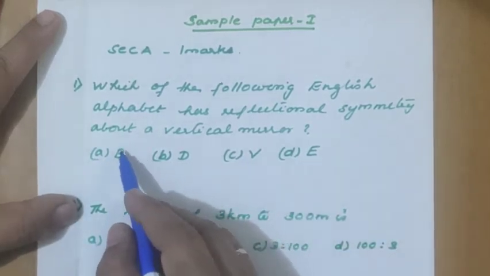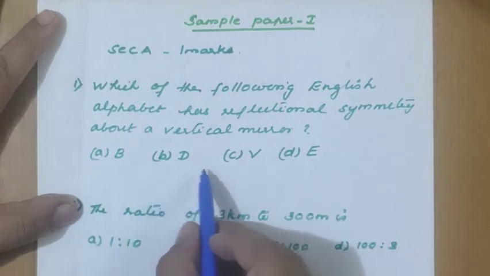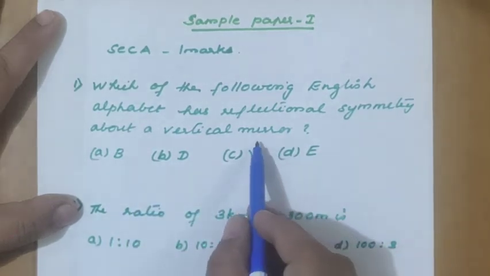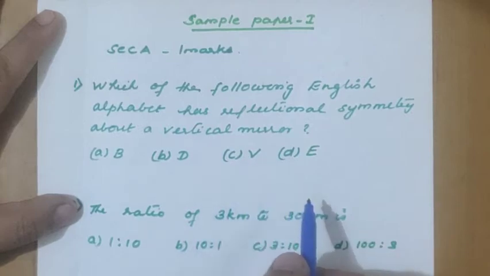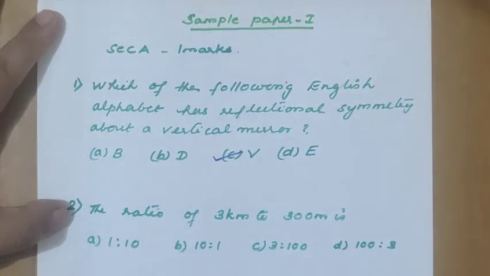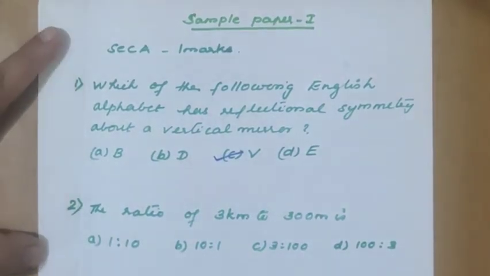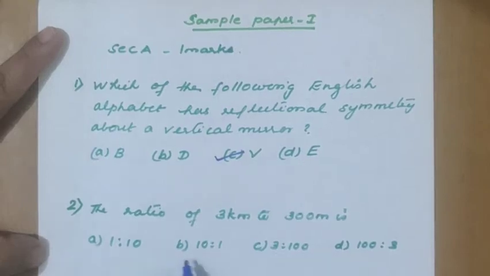So when you are using the vertical mirror, we are getting the same line, that is B and D, V and E. You know that when we are using that the reflectional symmetry is the same, so our answer is B only. Second question. The ratio of 3 kilometer to 300 meter is 1 is to 10, 10 is to 1, 3 is to 100, 100 is to 3.